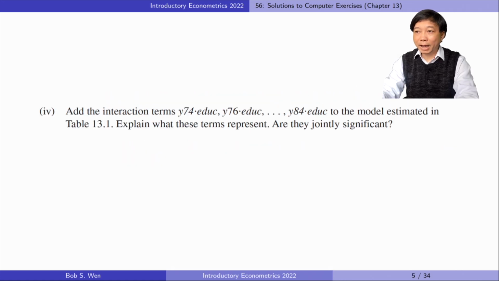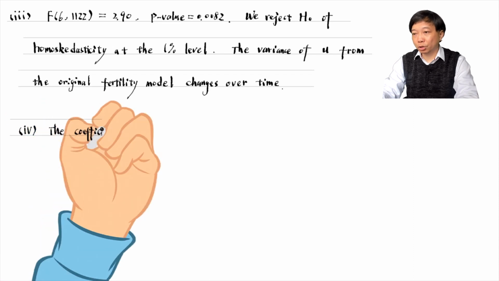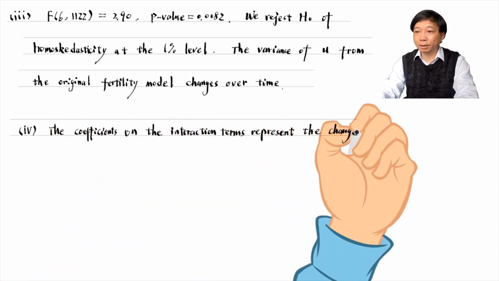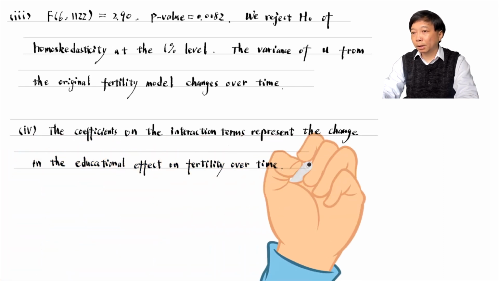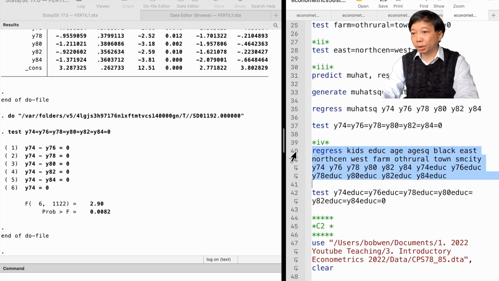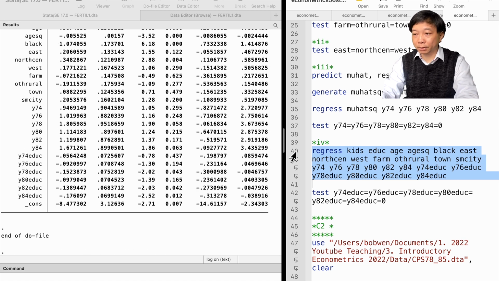In the last part, we add the interaction terms between education and year dummy variables to allow the educational effect to change over time. The coefficients on the interaction terms represent the change in the educational effect on fertility over time. For example, the coefficient on the interaction term between education and year 84 is minus 0.176. It means that compared to the base year 1972, education had a more negative effect on fertility in 1984.